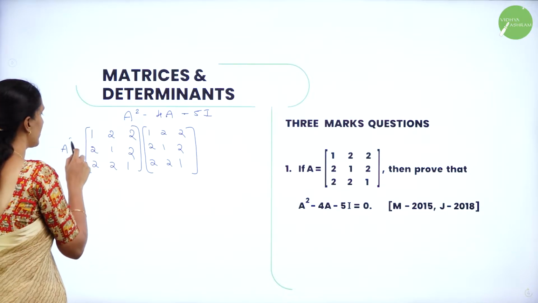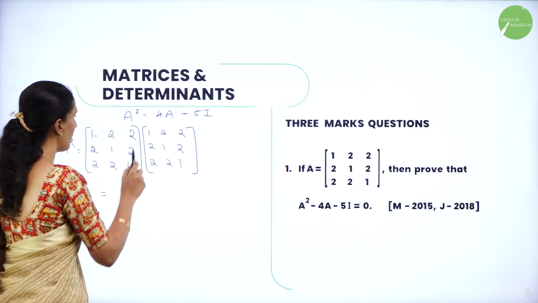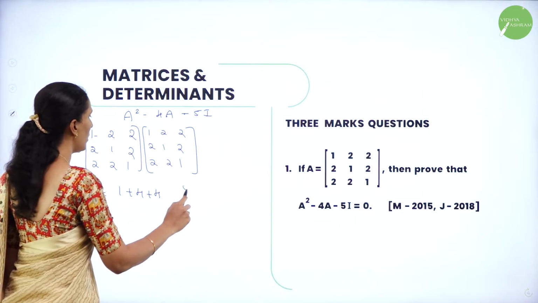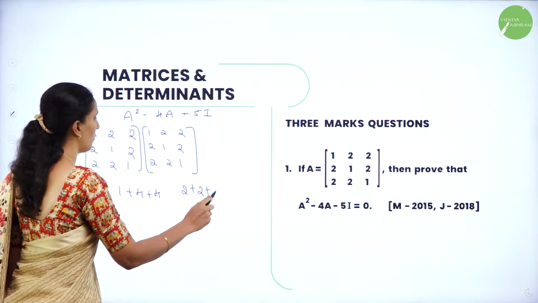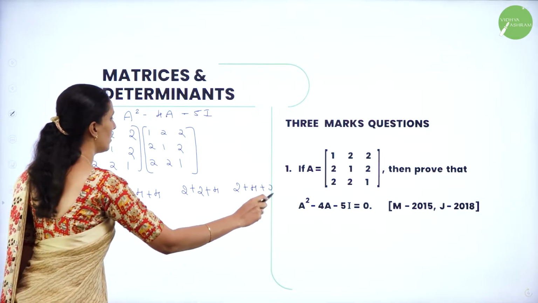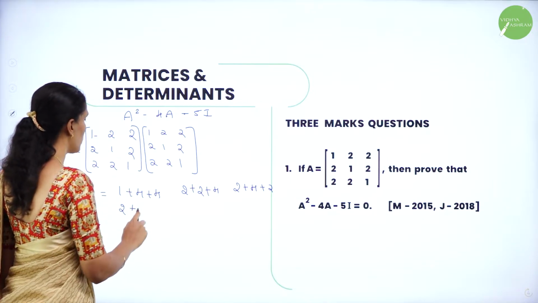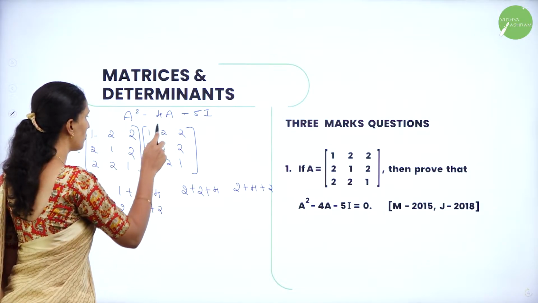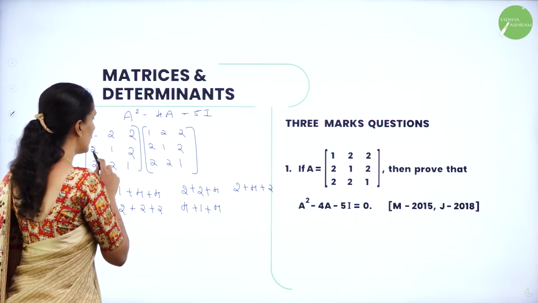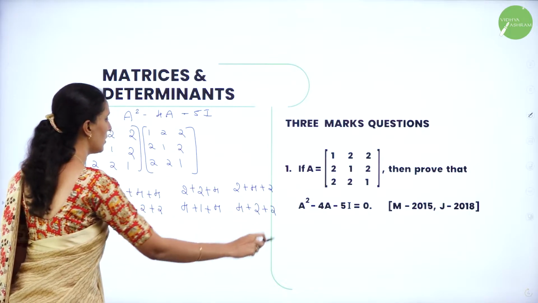So let's see what A square is now. First row into first column, 1 1s are 1, 2 2s are 4, 2 2s are 4. Next first row second column, 1 2s are 2, 2 1s are 2, 2 2s are 4. Next 2 1s are 2, 2 2s are 4, 2 1s are 2. Next second row first column, 2 1s are 2, 1 2s are 2, 2 2s are 4. Second row second column, 2 2s are 4, 1 1s are 1, 2 2s are 4. Second row third column, 2 2s are 4, 1 2s are 2, 2 1s are 2.